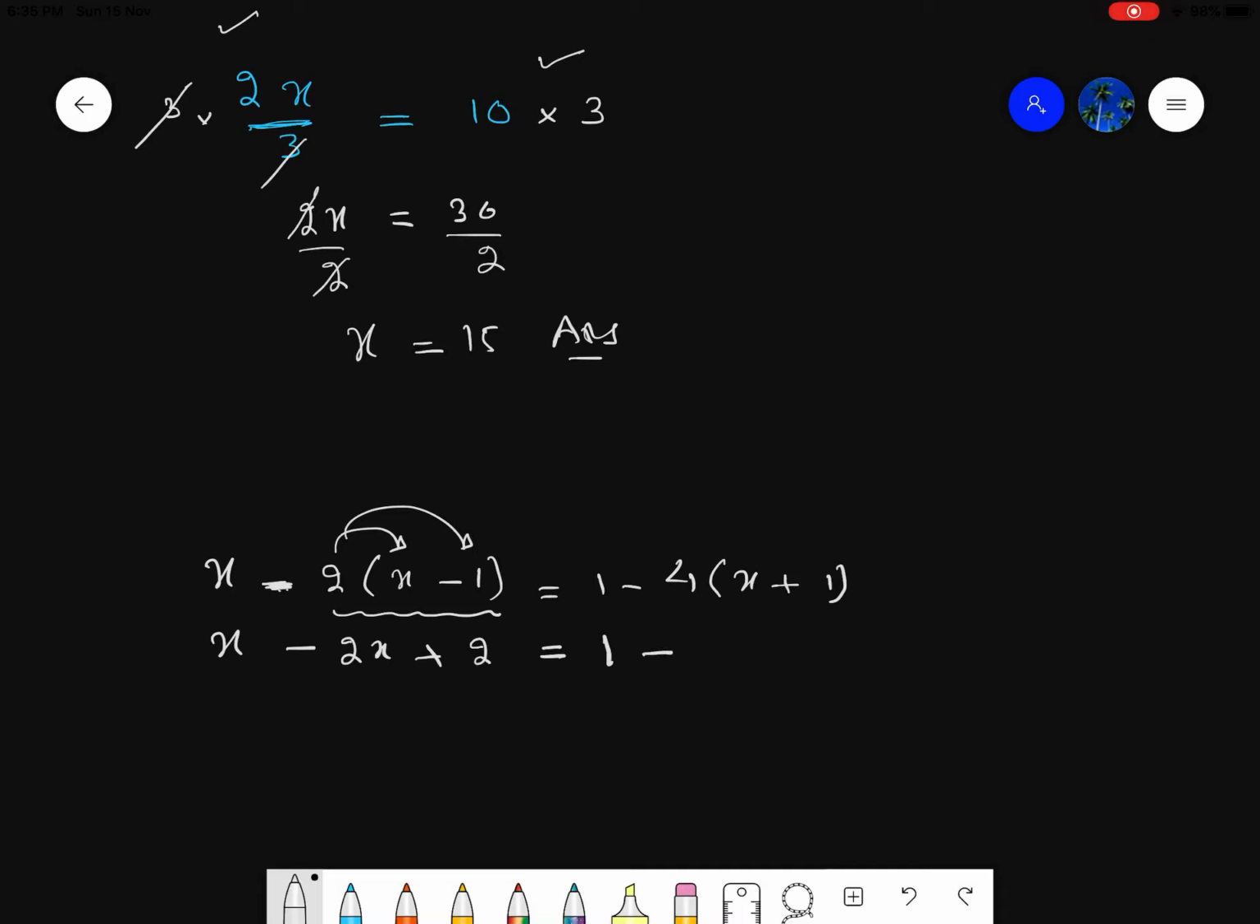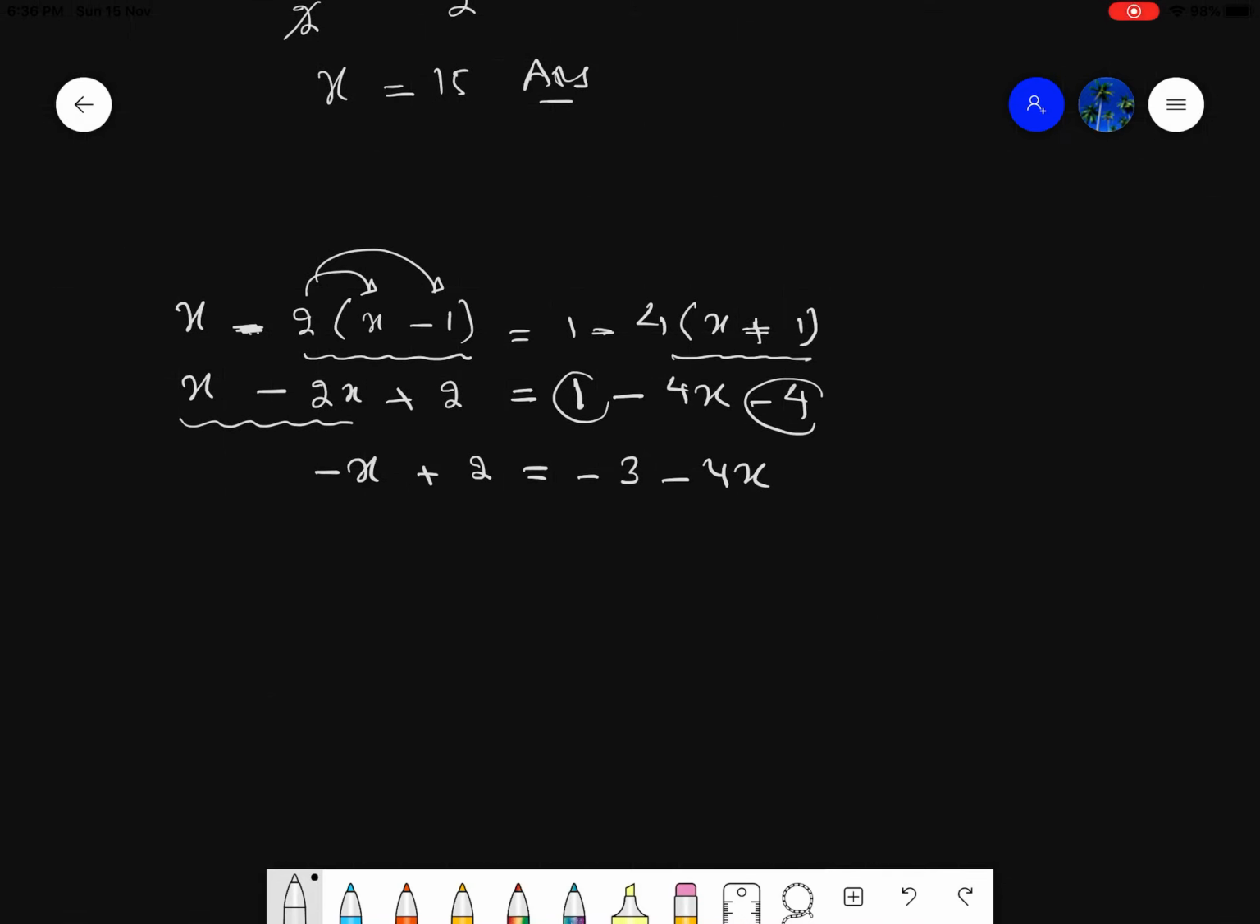then it is 1 minus, now this 4 multiplied by this bracket, 4 multiplied by x plus 1. So 4 into x is 4x. Again, there's a negative sign, so negative into positive is negative. 4 ones are 4. So here, these two can be simplified. x minus 2x, because these are like terms, is minus x plus 2. And here, these two are like terms. 1 minus 4 is minus 3 minus 4x.